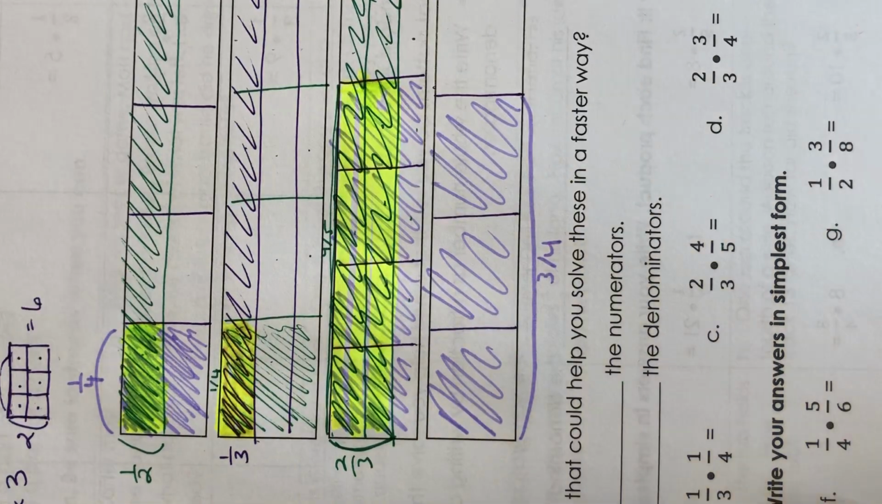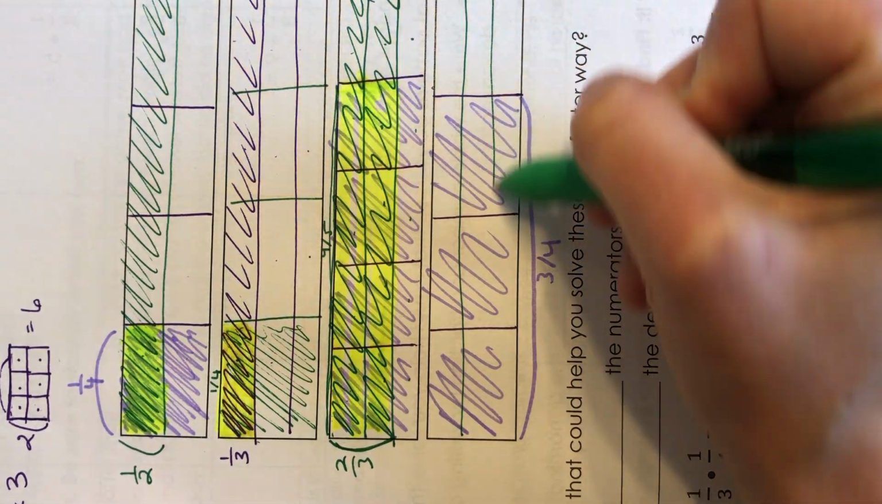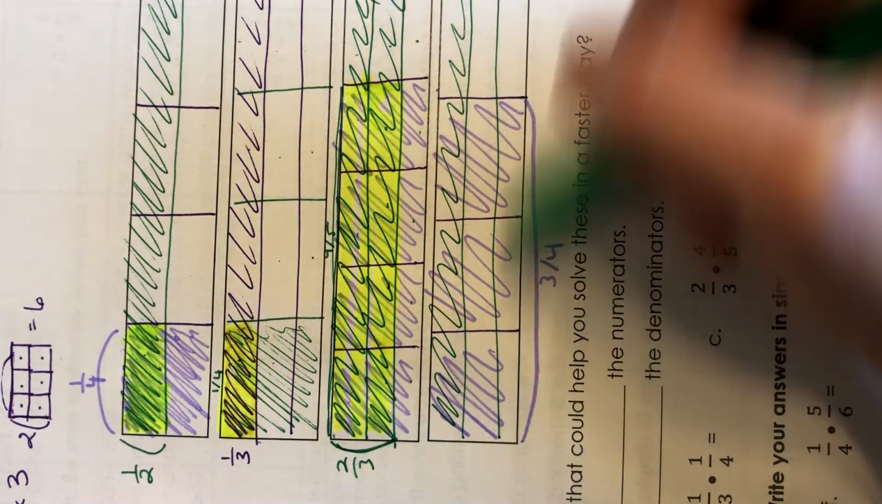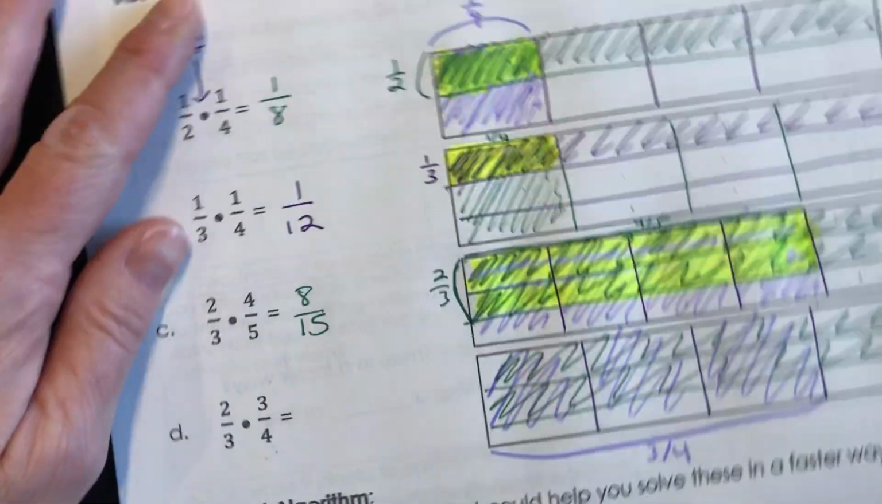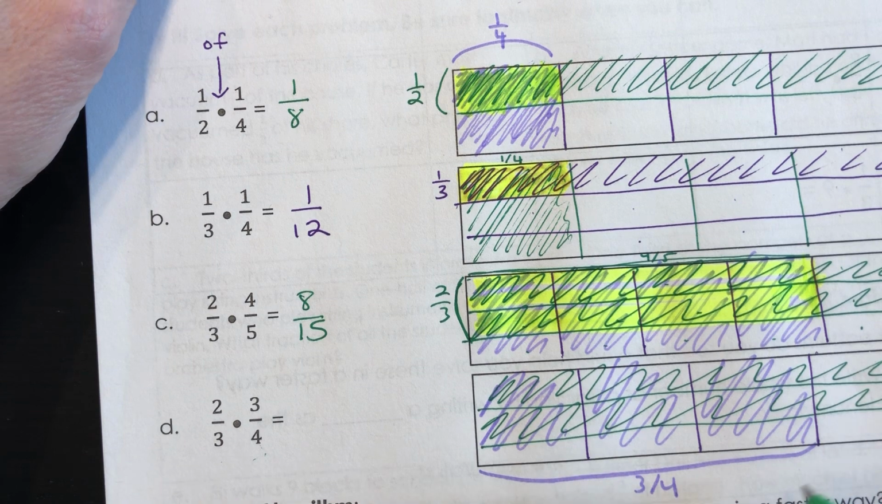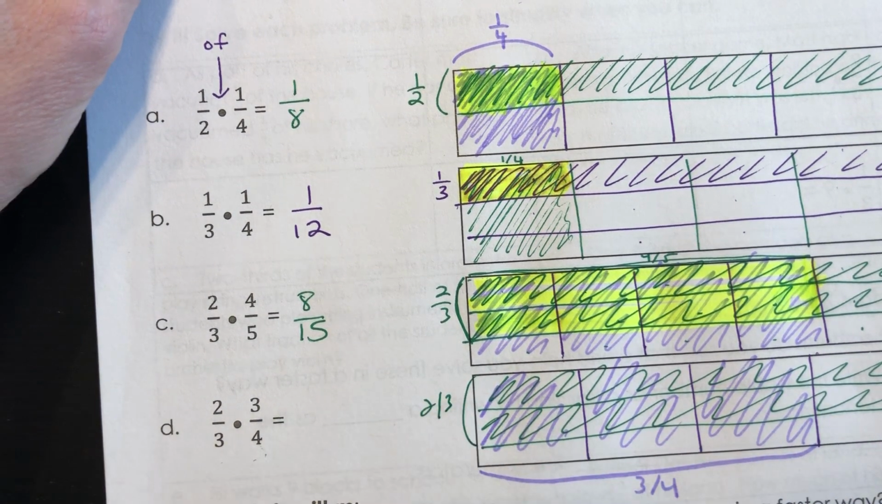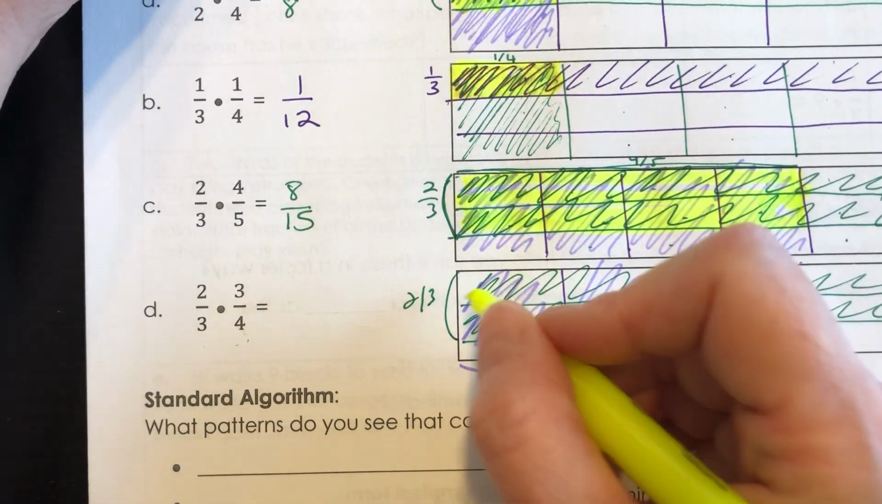So I'm going to turn my paper. I'm going to cut this up into thirds. And I'm going to shade 2 of the thirds. So 2/3. So that means that this right here is my 2/3. So the answer is where the double shading happens, okay?